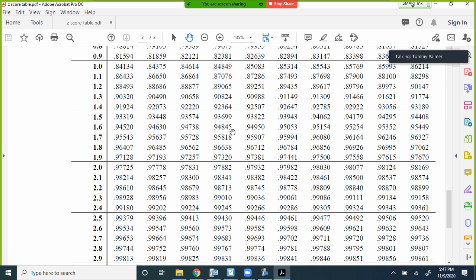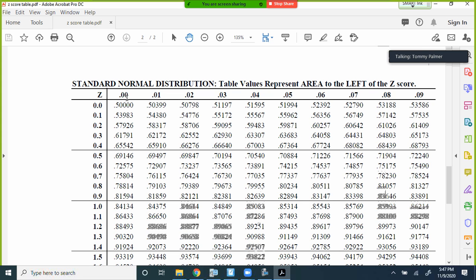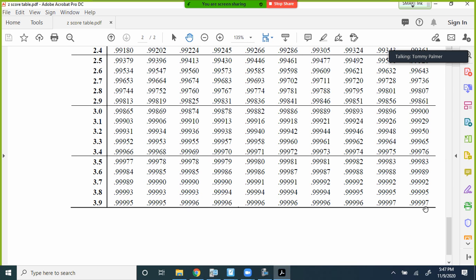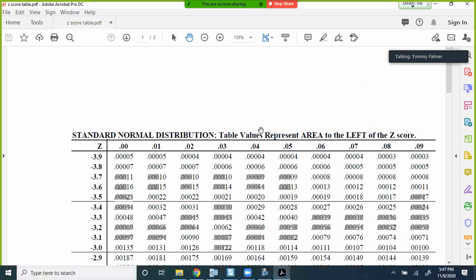As it goes positive, look at your area numbers. At 0.00, it's at 50%, correct? And you would expect that as you move right, the probability goes up accordingly. And it does. You can see it all the way to here, 0.99997, at 3.99. Okay. So I'll put this up there. You can use it, but remember it's the area to the left.